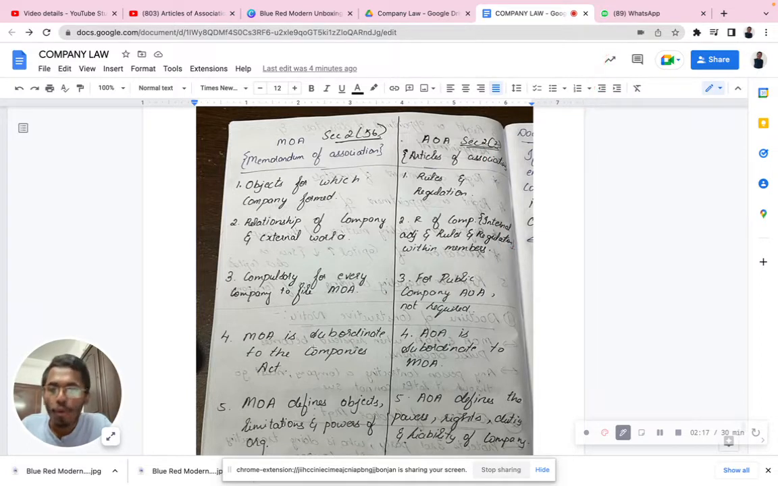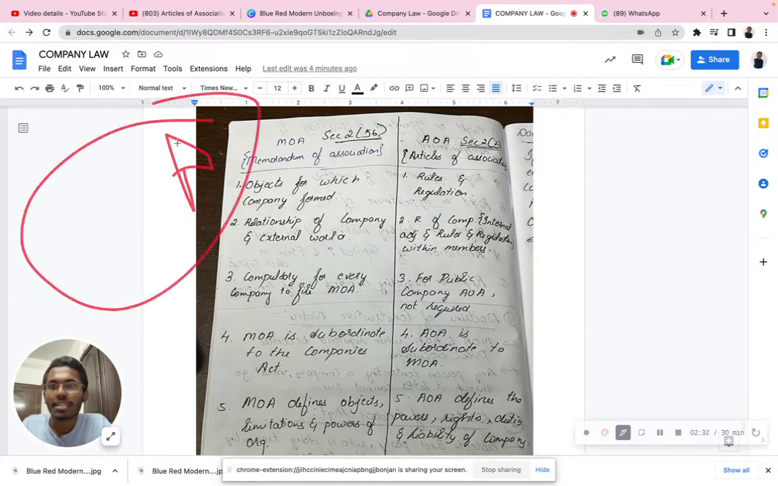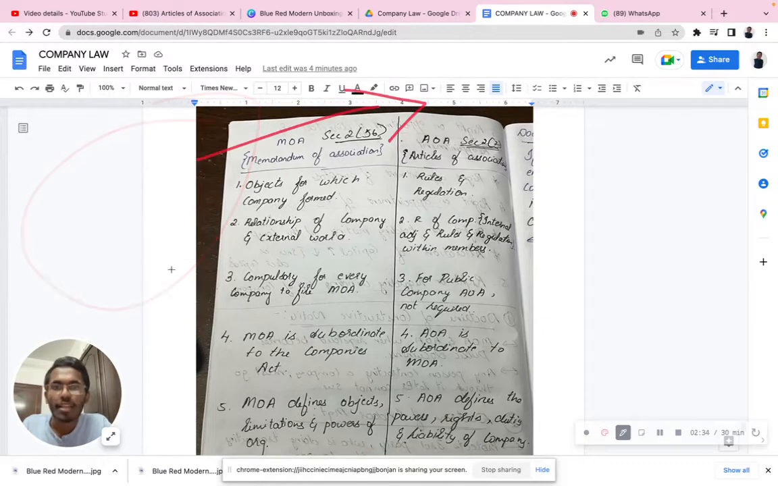Fourth point, MOA is subordinate to the Companies Act. So MOA comes under where? It comes under the Companies Act, whereas our own Articles of Association, that is AOA, comes under where? I'll put an arrow mark. It is coming under from MOA. So the MOA is subordinate to the Companies Act, whereas AOA is subordinate to the MOA.